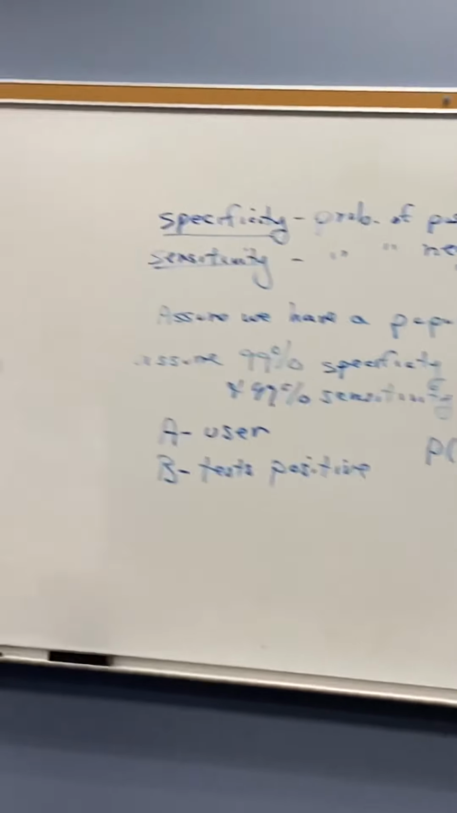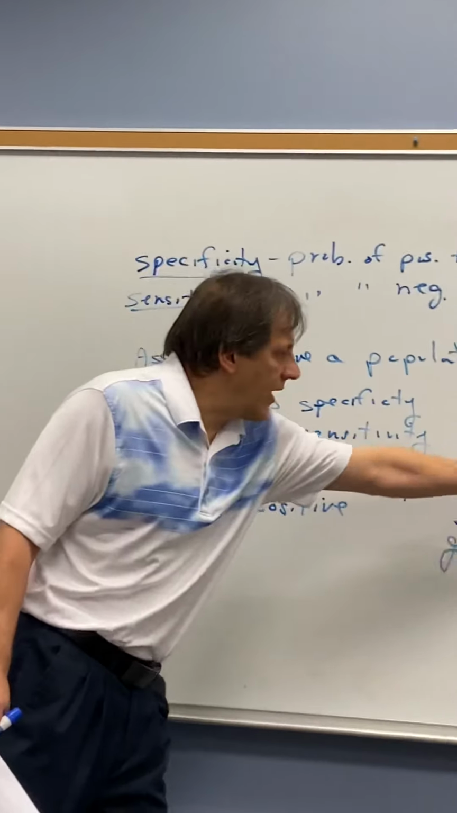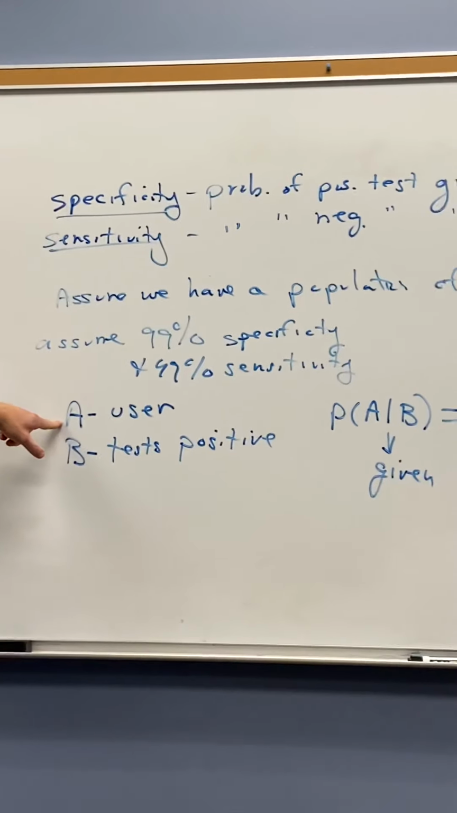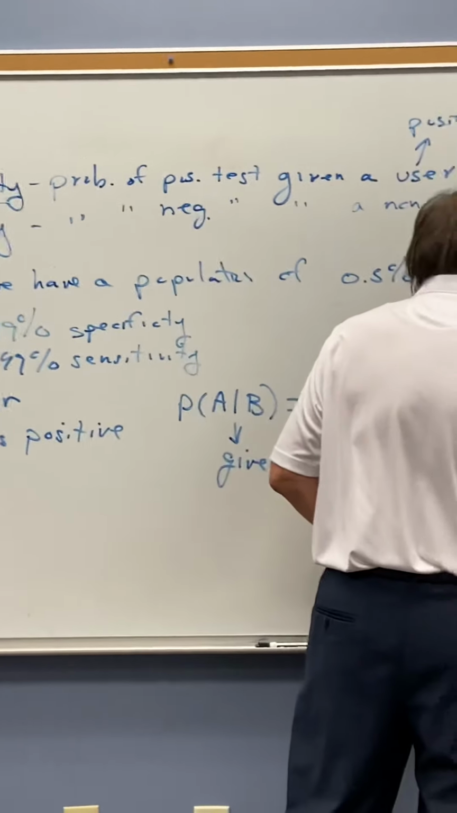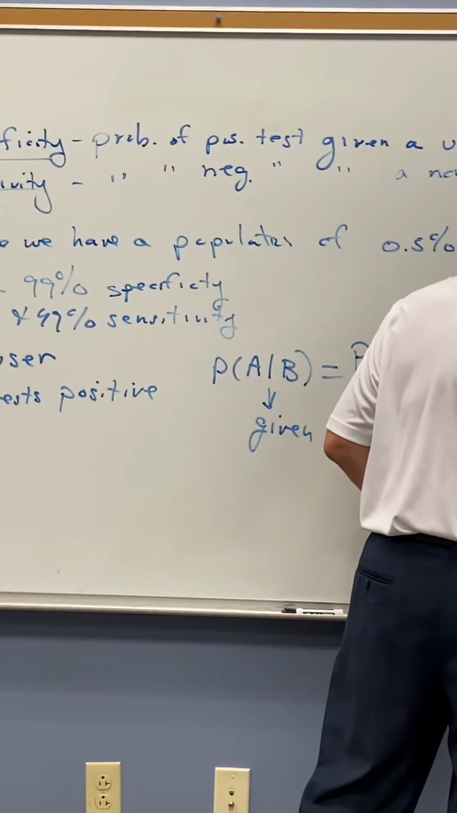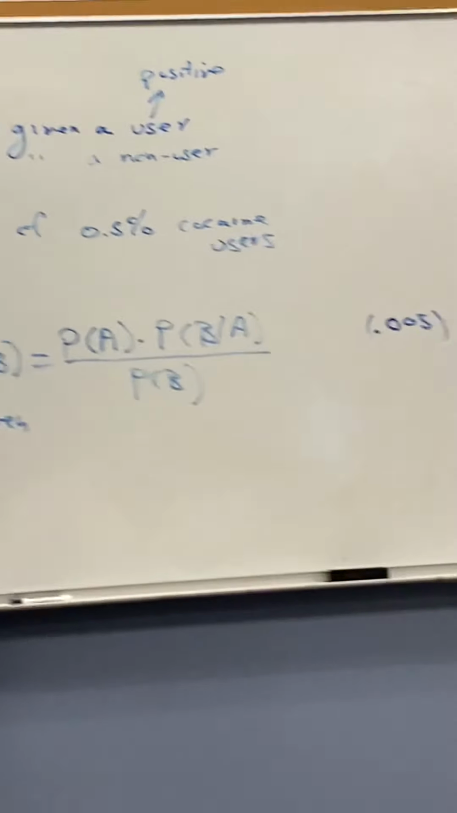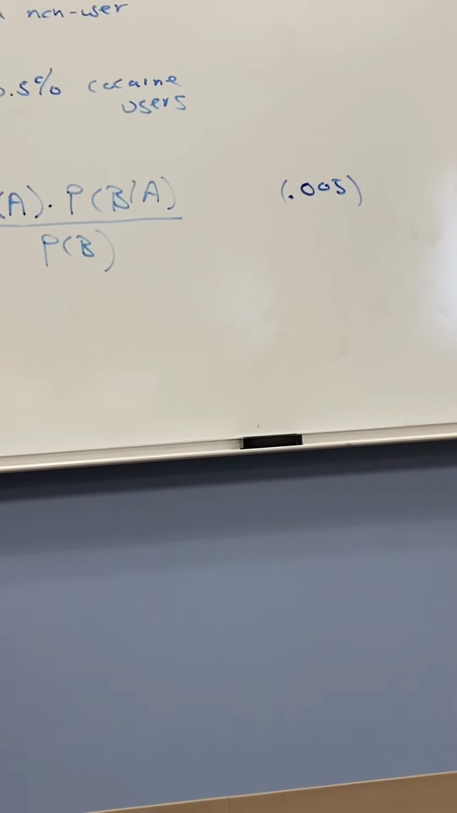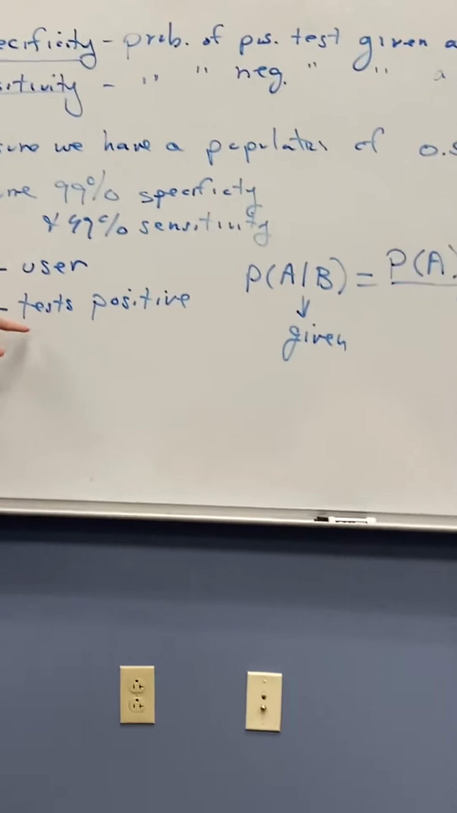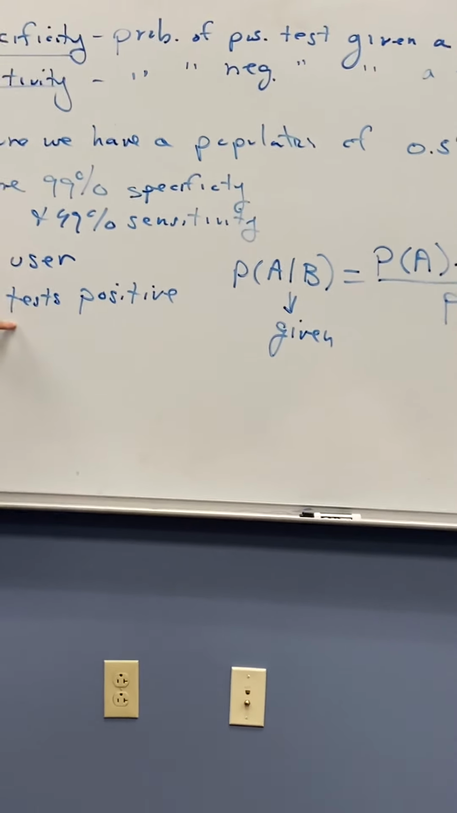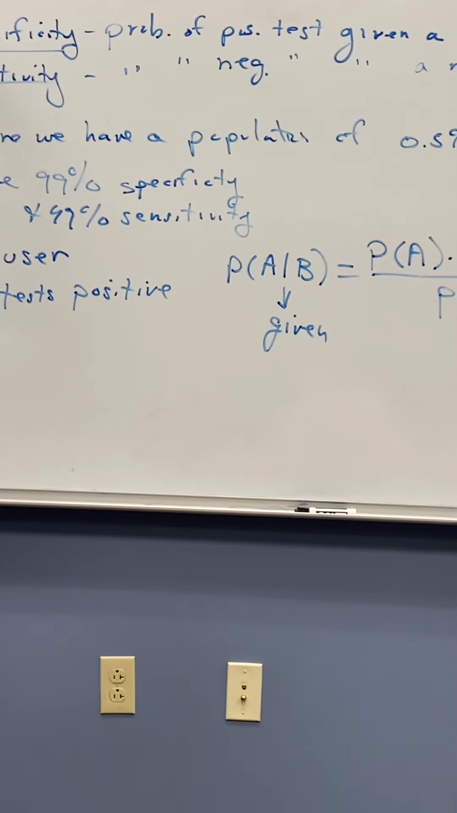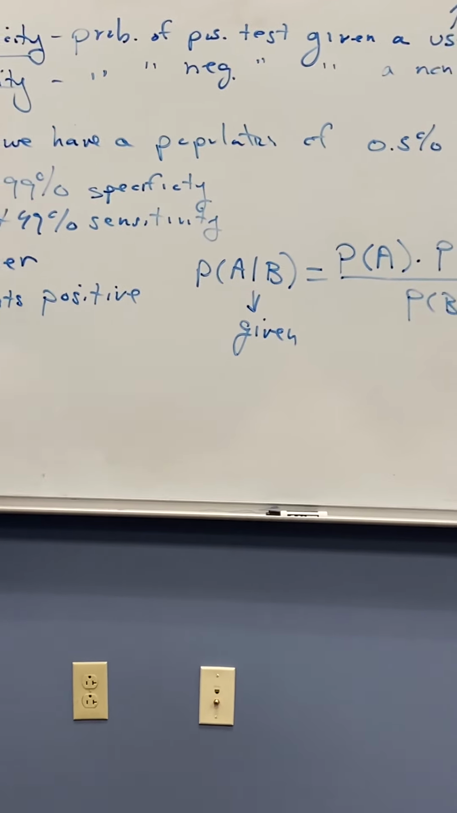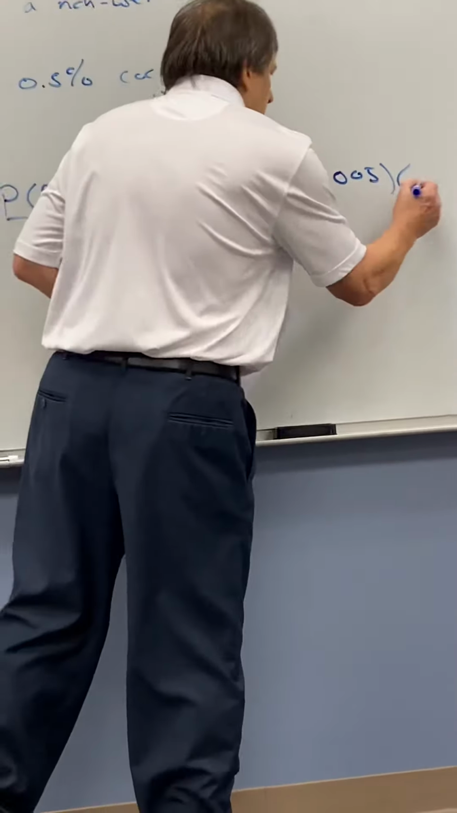So what is the probability of A? Well, that's the probability of a user. We know that a user is 0.5%. We're going to write that as a decimal. It's 0.005. What is the probability of B given A? That means the probability that you test positive given that you are a user. Well, we already said that. That's the specificity, and we said that's 99%. So that's 0.99.